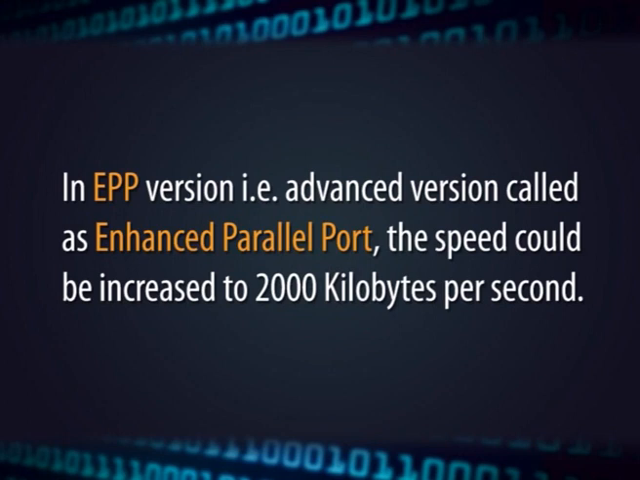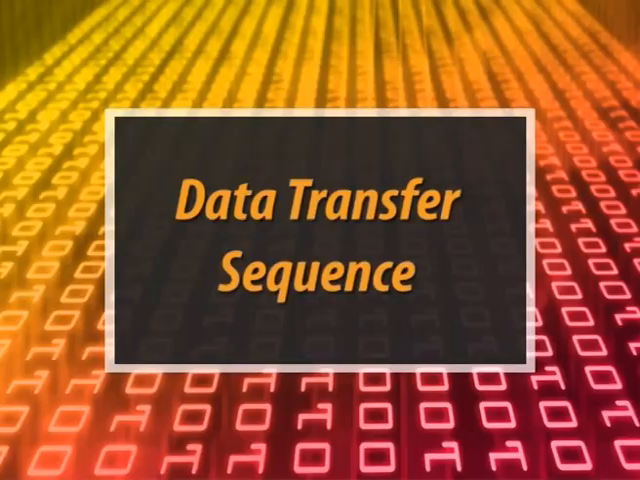The maximum permissible data transfer speed was about 20 kilobytes per second. In EPP version, that is the advanced version called enhanced parallel port, the speed could be increased to 2000 kilobytes per second. The voltage level on signals used in this interface is TTL level, where logic 0 is between 0 to 0.8 volts and logic 1 is between 2 to 5 volts.